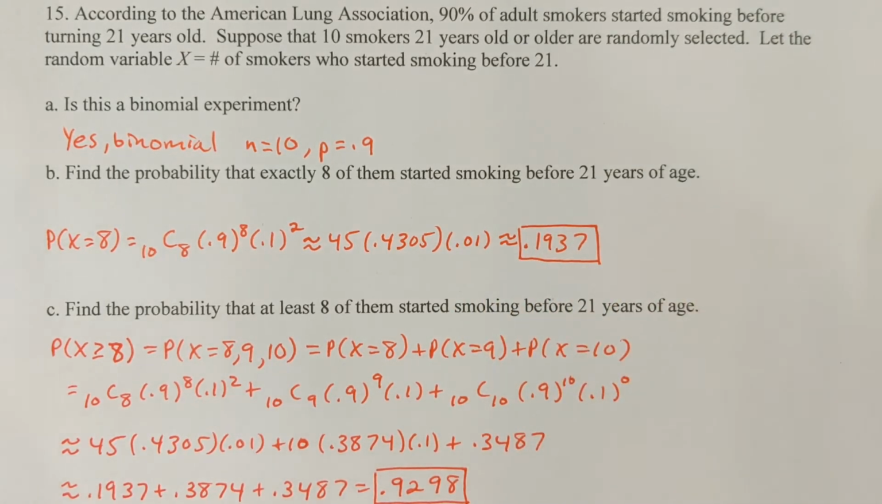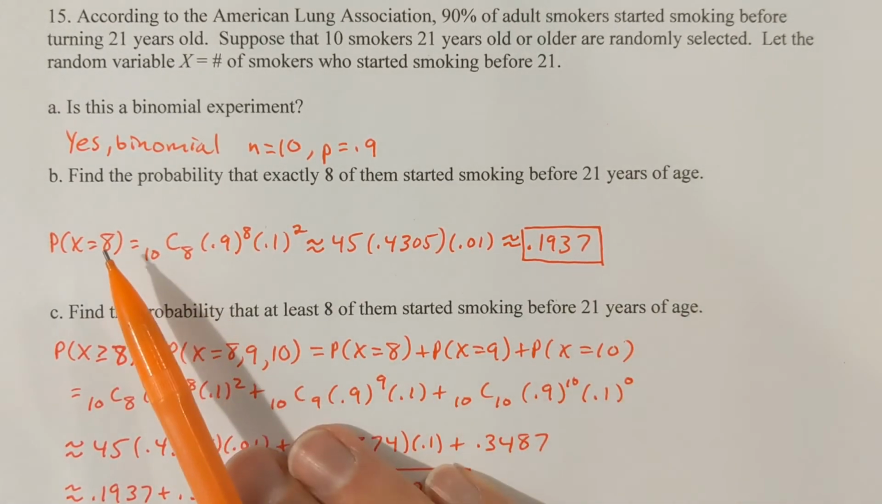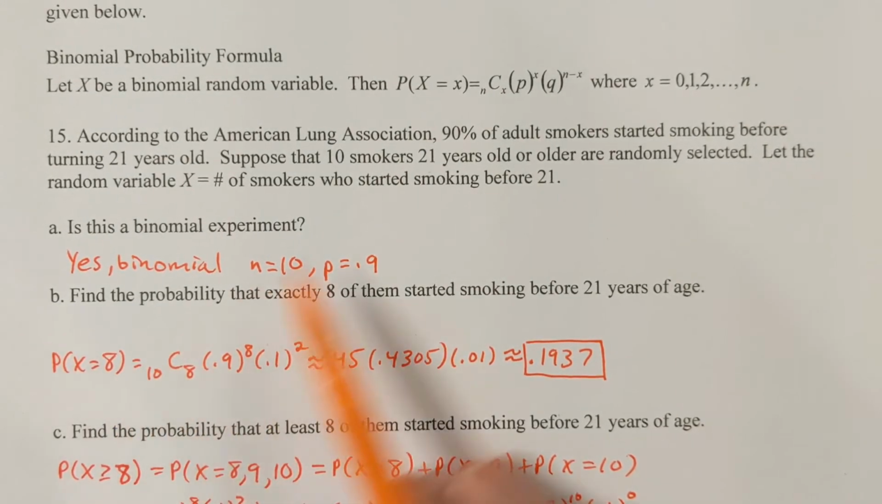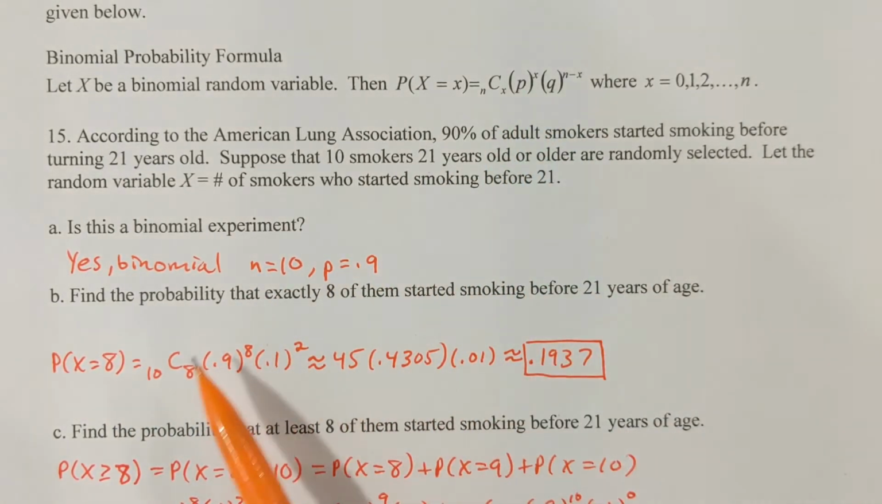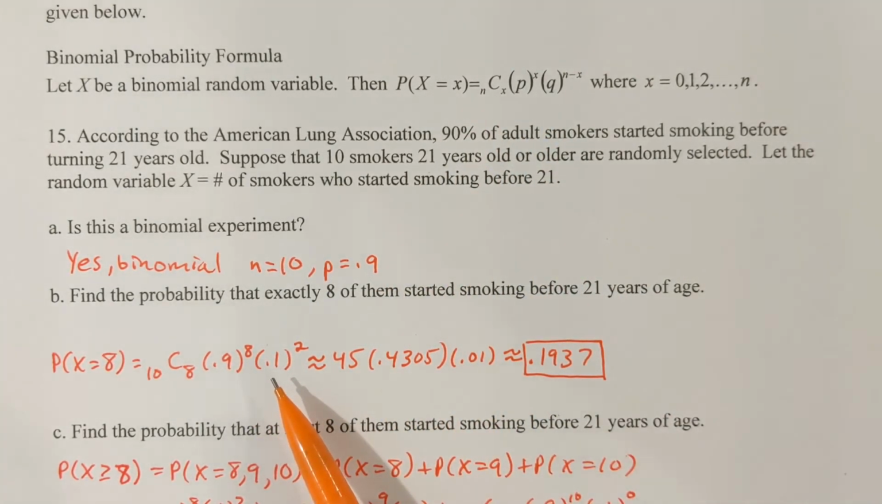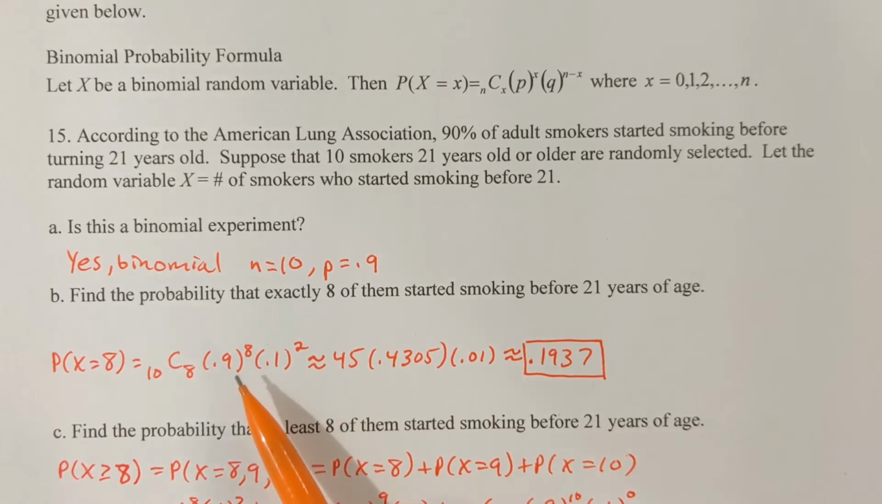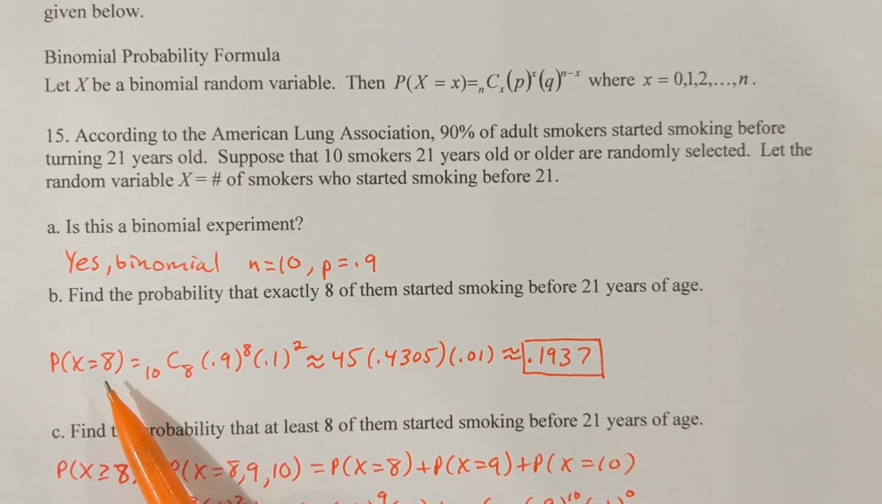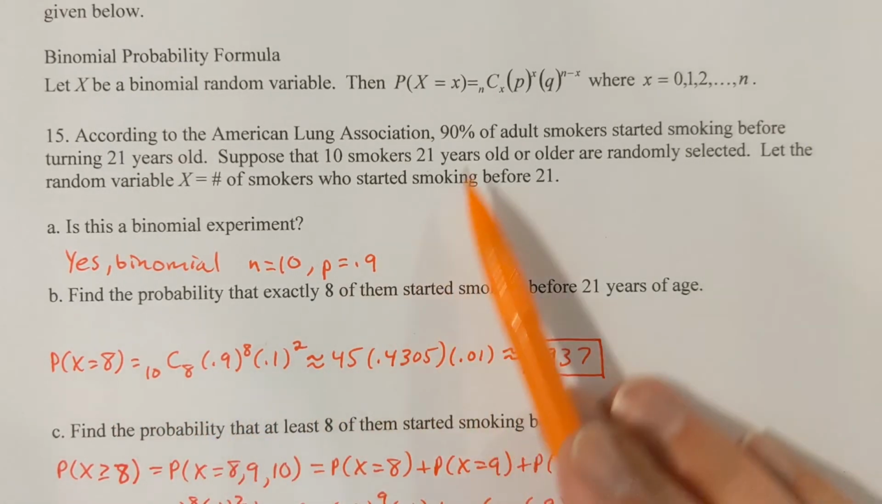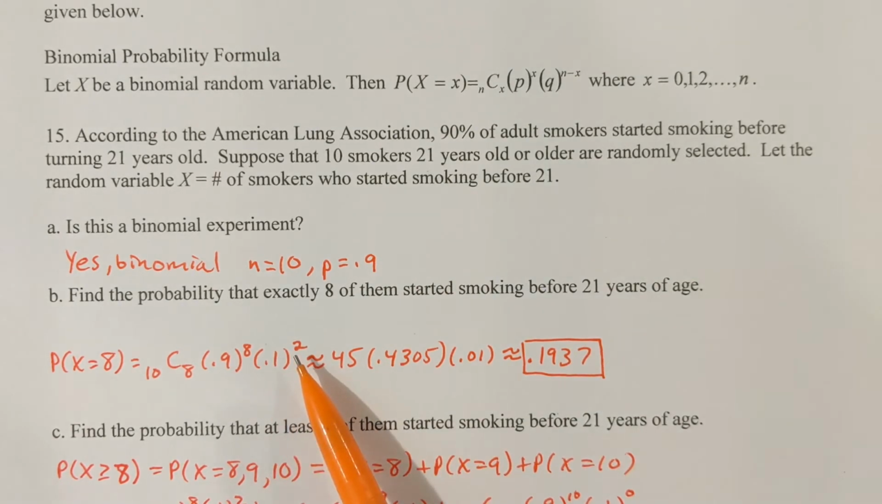So now we're going to calculate some probabilities. Part B, we want to find the probability that exactly 8 of them started smoking before turning 21 years of age. That is 8 out of the 10. So I would go to this formula here. n is 10, p is 0.9, q would be 0.1, since you get the q value by taking 1 minus p. 1 minus 0.9 is 0.1. In other words, 10% of the population started after 21. And I need exactly 8 out of the 10 to have started before 21, so I'm filling in the numbers into the appropriate spots here.